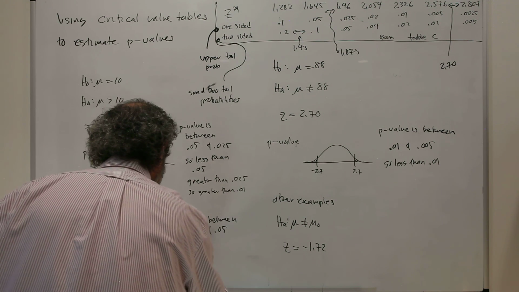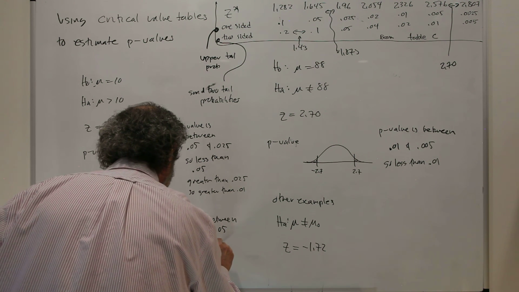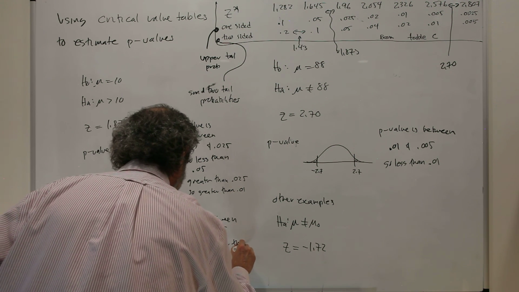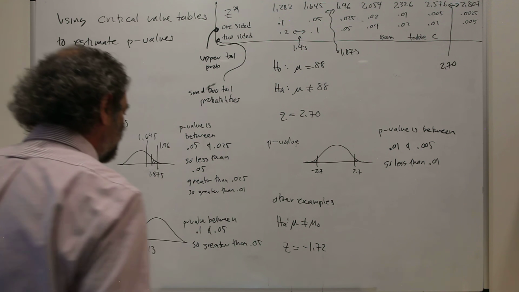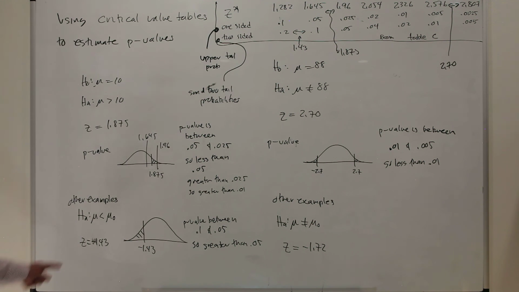But that makes it greater than 0.05. So if we got that as our z-value, it's not enough of a negative number for the tail probability to be less than 0.05, and so it would fail to reject the null hypothesis.